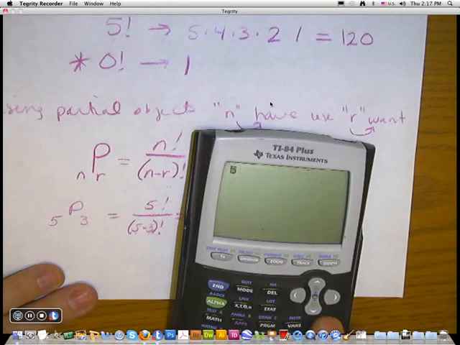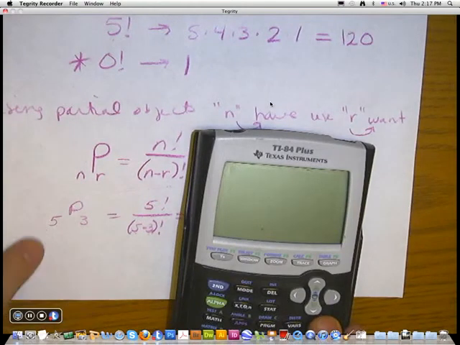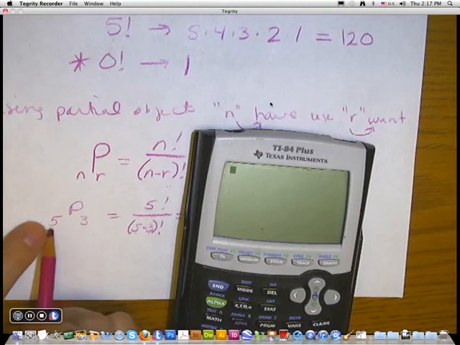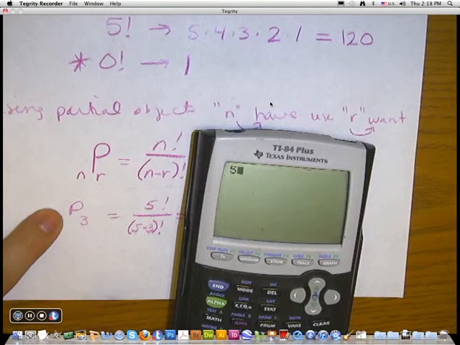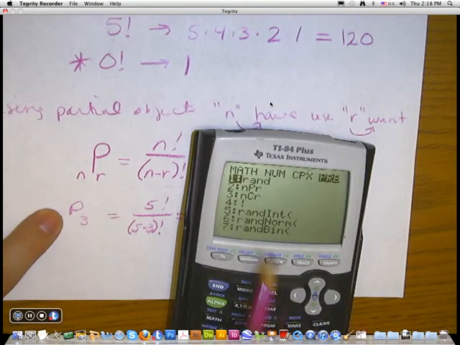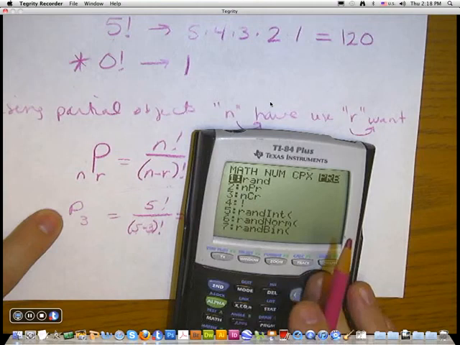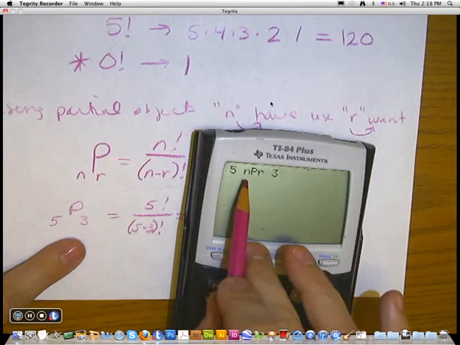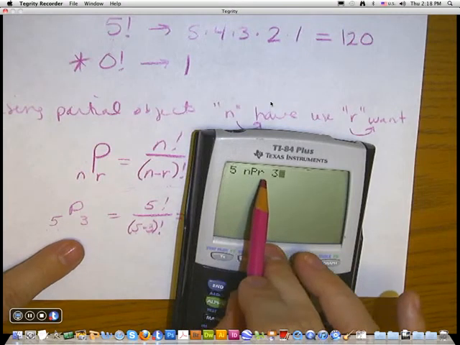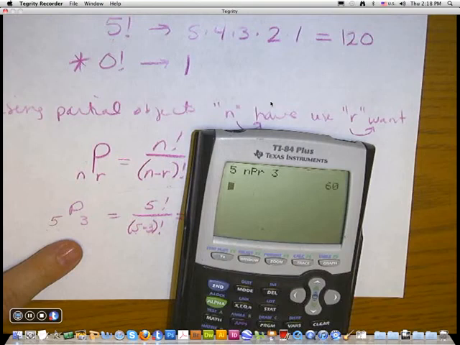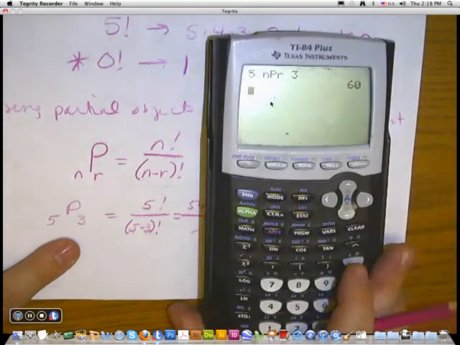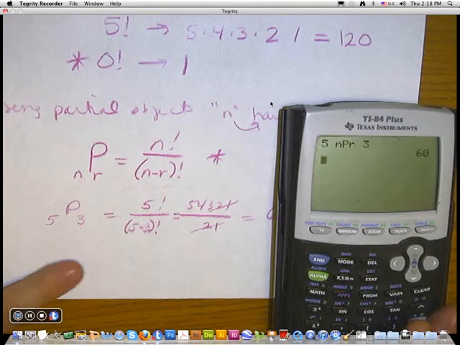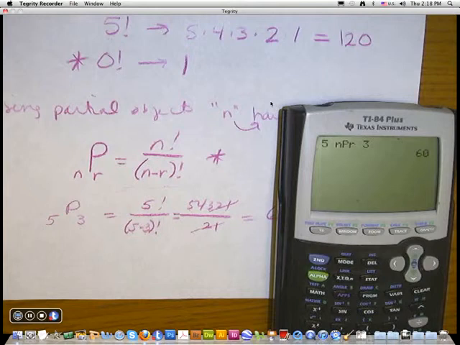Okay, so let me show you how the calculator is going to work for you. If we have 5P3, we need to tell the calculator 5. Then we're going to tell it permutation. So math, probability, and option 2, permutation. And then 3. So we have 5 things we want to permute or put in order, 3 of them. Hit enter, and there we go. So what we do by hand, we can do with a calculator and vice versa, and you need to be able to do that.